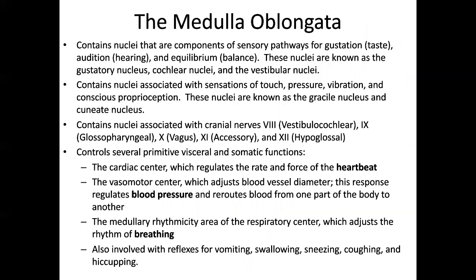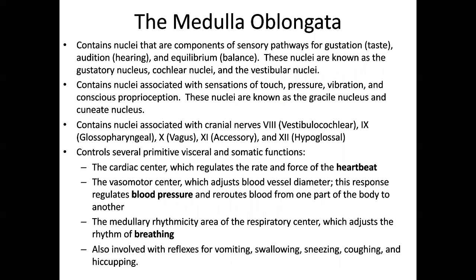Okay, like I said, we'll start at the bottom with the medulla, which is what I usually call it, medulla oblongata. That's the full-size name. Within the medulla, we find what we call nuclei that are components of the sensory pathways for three special senses: gustation, which is a fancy word for taste; audition, which is a fancy word for hearing; and equilibrium, which is a fancy word for balance. We have five special senses. The medulla oblongata helps carry signals for three of those five.